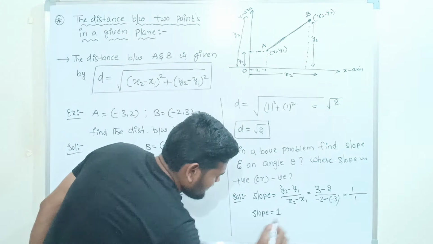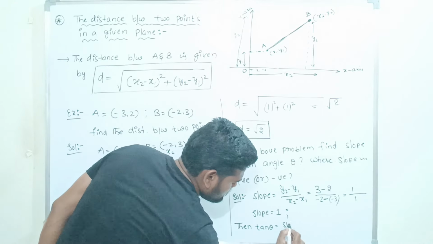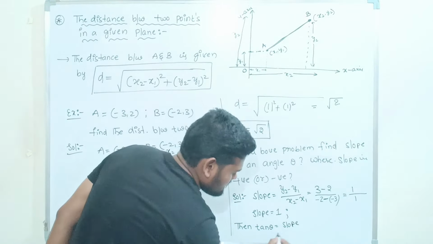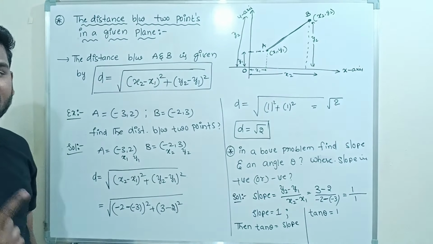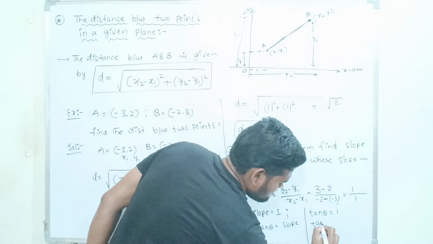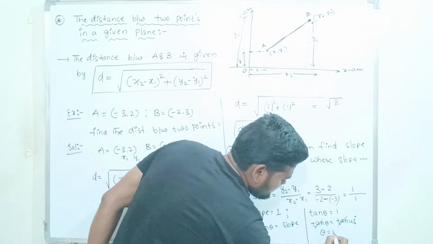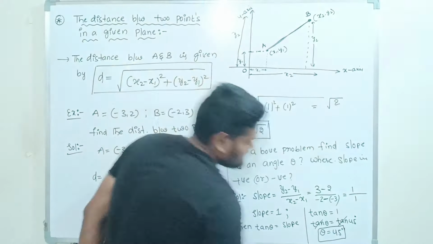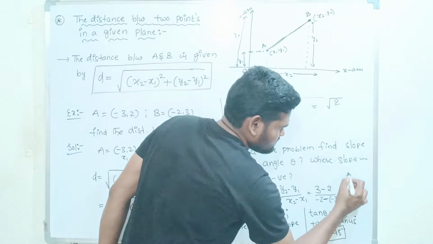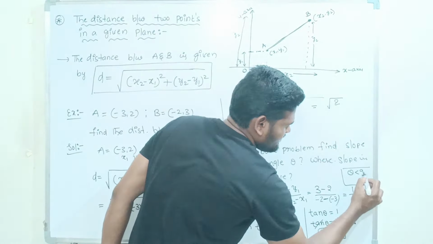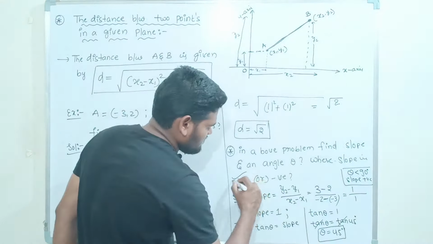Then tan theta is equal to the slope. So tan theta is equal to 1. Where do we get tan theta equal to 1? Theta is equal to 45 degrees. So tan theta is equal to tan 45, so tan gets cancelled out, and theta is equal to 45 degrees. Theta is less than 90 degrees, so the slope is positive.